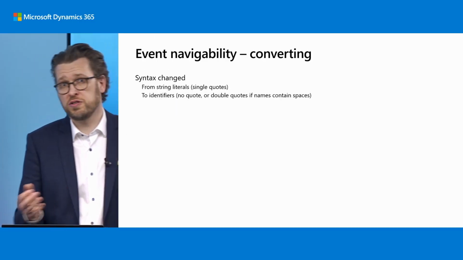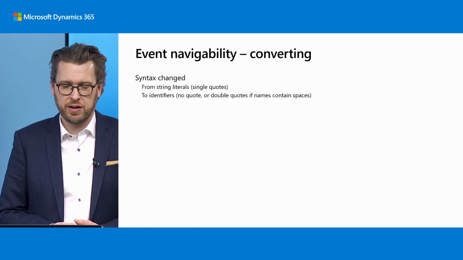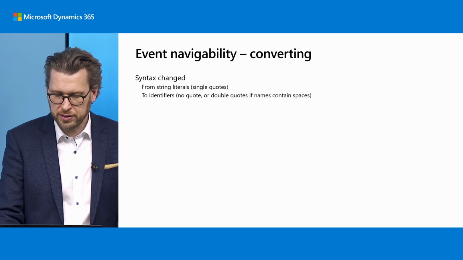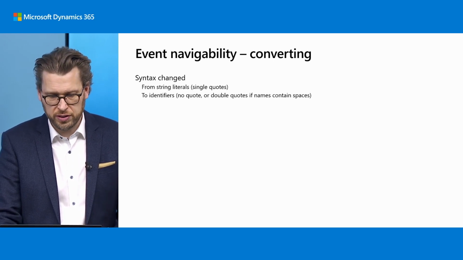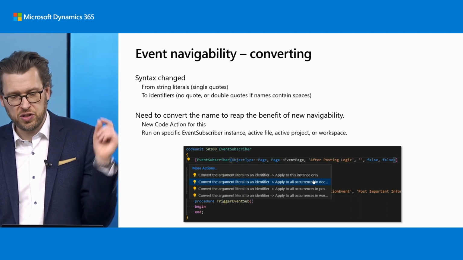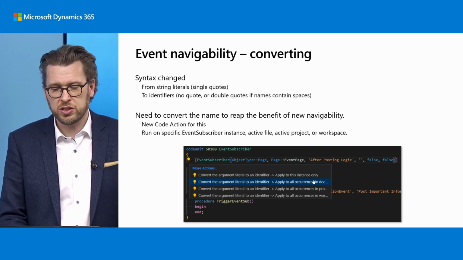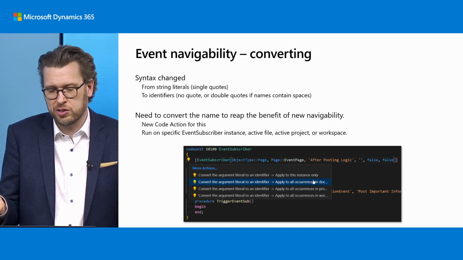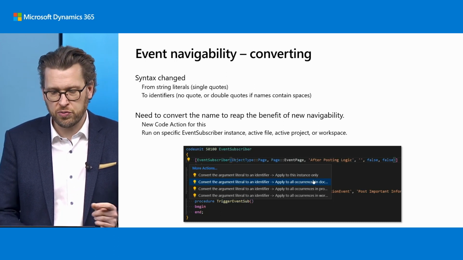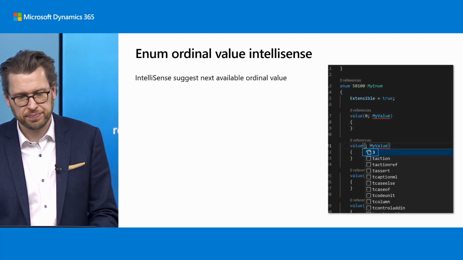So, of course, most of you have code that will be using the old string literal way of specifying the event publisher. And since the syntax has changed, we need to convert this, right? So we have created a code action for you that you can run either on a specific event subscriber, on the whole active file, the whole active project, or on the whole workspace, which is going to substitute these. Basically, it's going to add double quotes, or if there are no spaces, it won't add anything, so that you can convert this and reap the benefit of navigability fairly easily. So I hope you enjoy that.